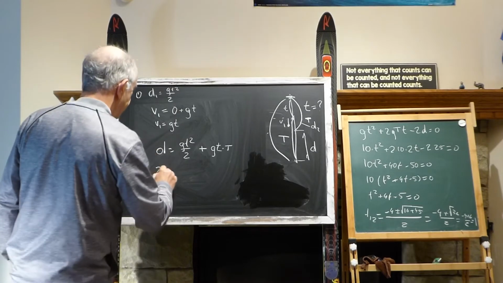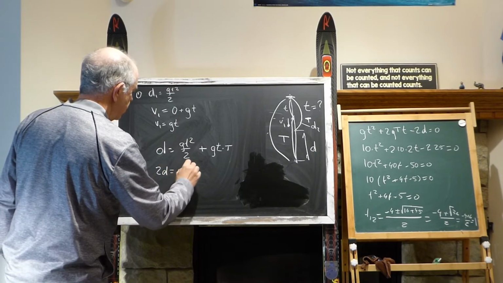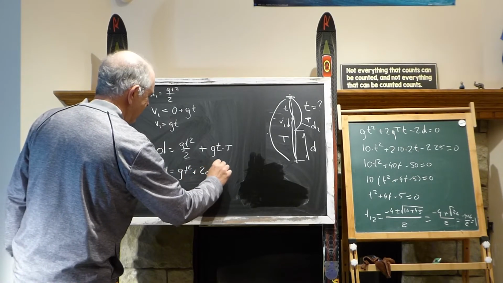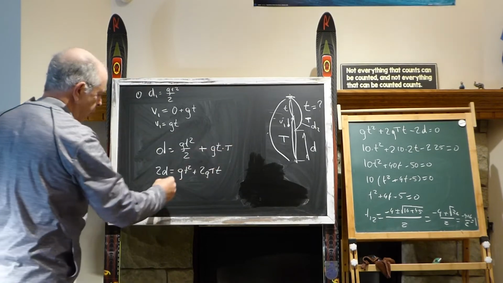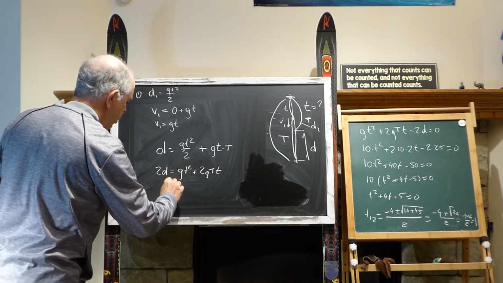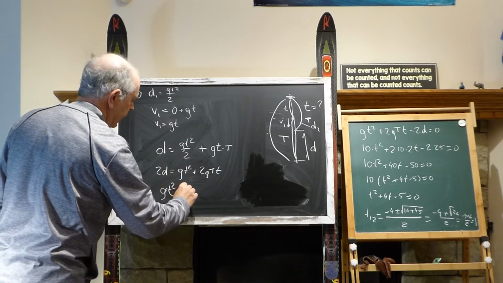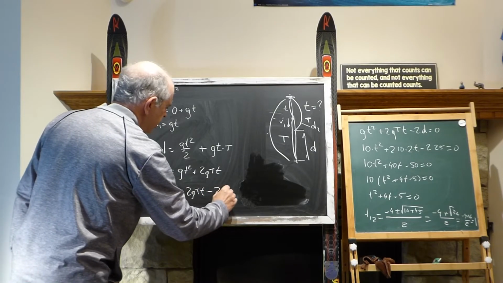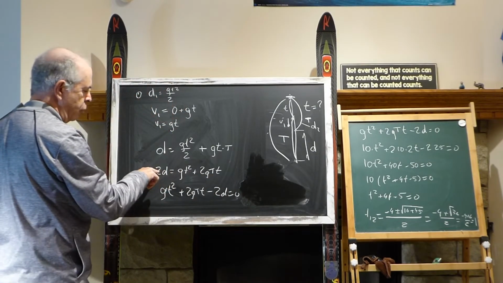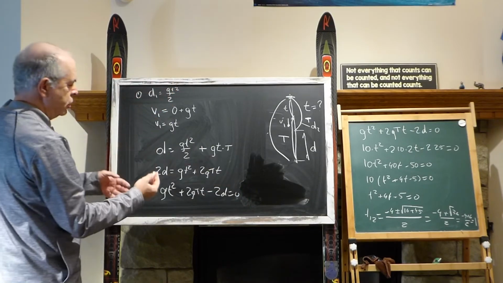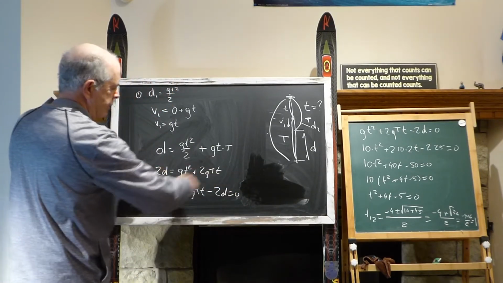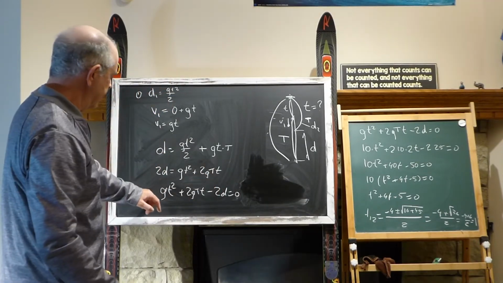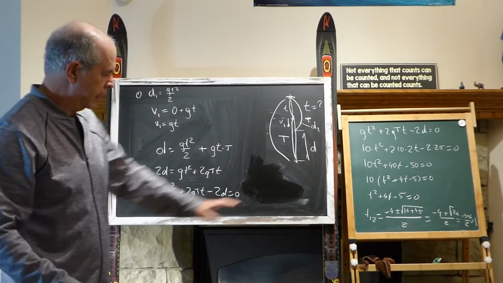Let's multiply everything by 2. 2d equals gt squared plus 2gtT. And let's move it all to one side. So we have gt squared plus 2gtT minus 2d equals 0. So what I did, I moved this there, so I put minus and I changed the order, so 0 stands on this side and everything else on this side. And I have exactly the same equation. I will not be solving it here.